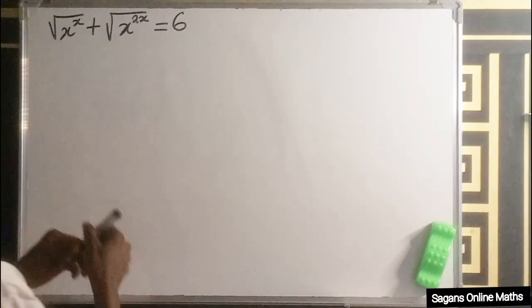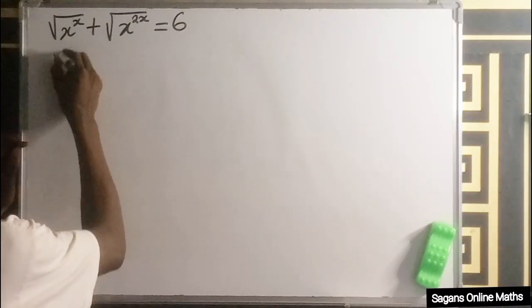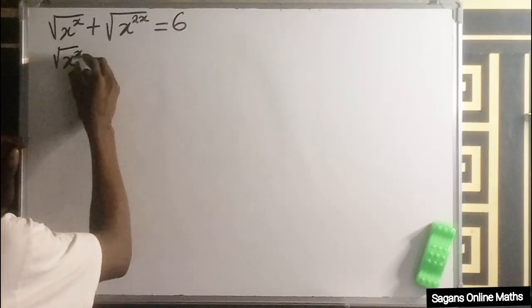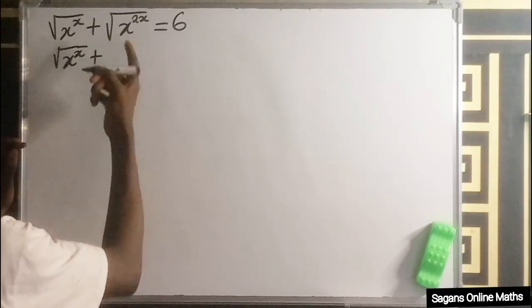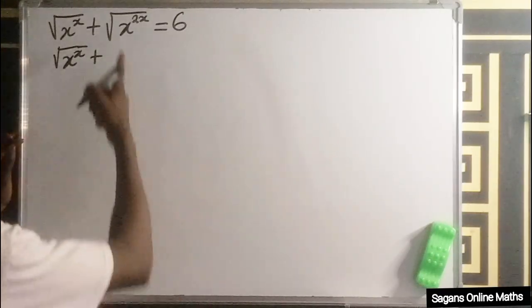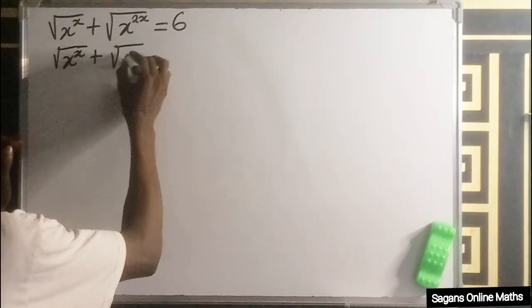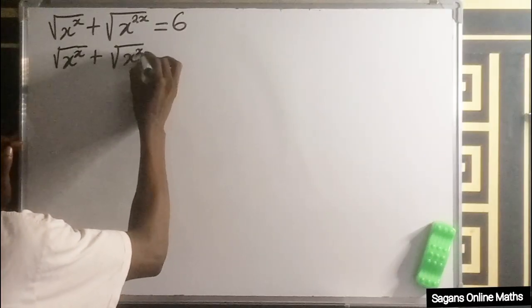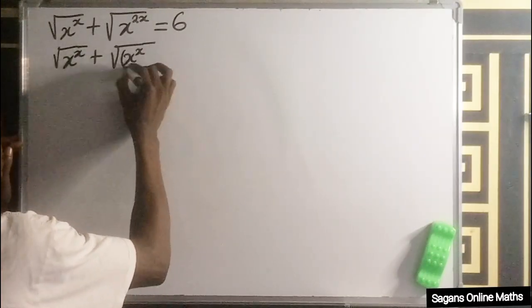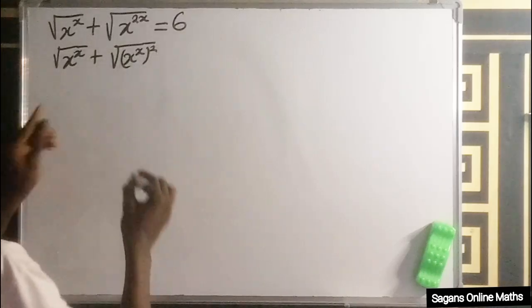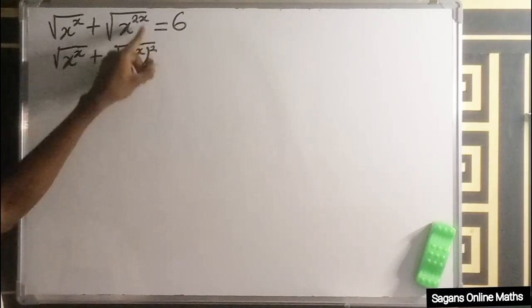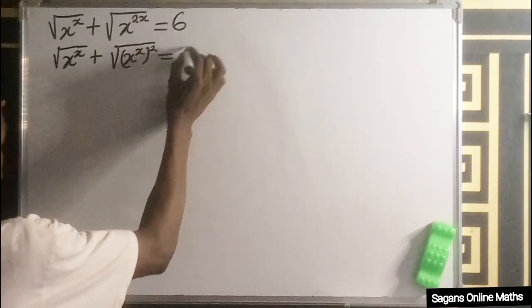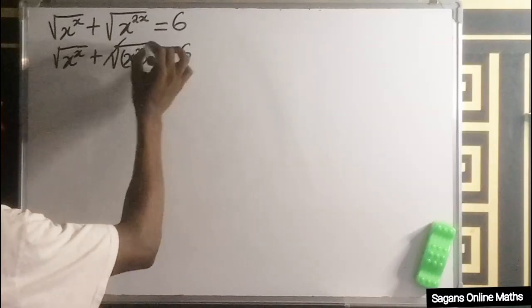Now look at what you are going to do. We have this as root x to the power of x, then plus. By obeying the properties of indices, we can write this as root x to the power of x, then all to the power of 2, because we know that 2x times 2 give us 2x, right? Equals 6. And square root can cancel out square.